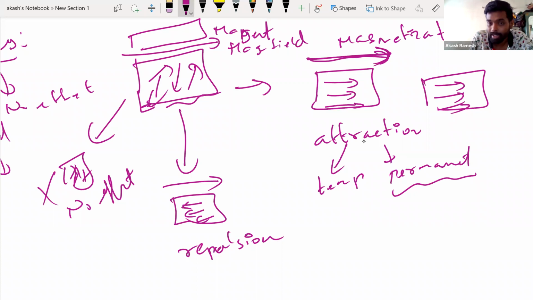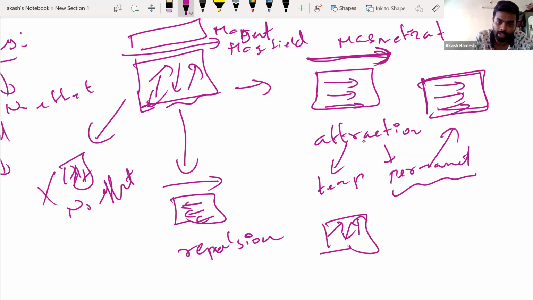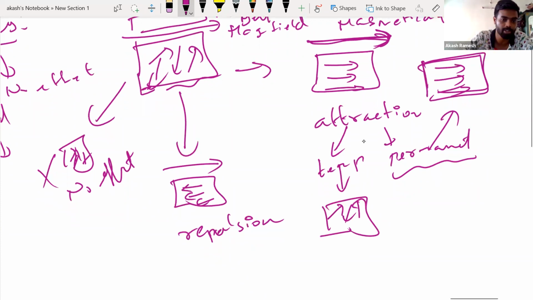Once the molecule is magnetized, even if I remove the magnetic field, they are going to stay as such. That is what permanent means. But if I remove the magnetic field and they go back to their original random position, that is a temporary effect. Same goes with repulsion also.